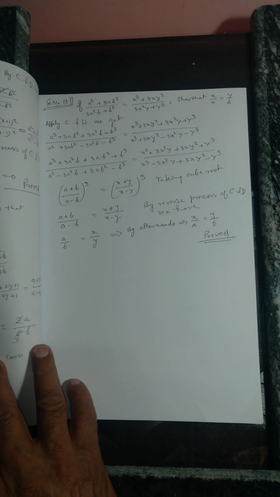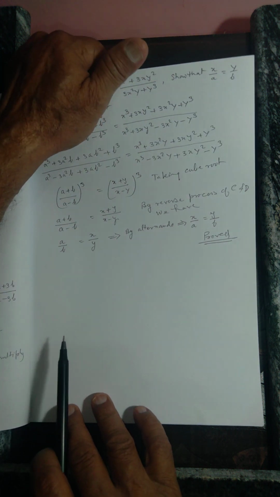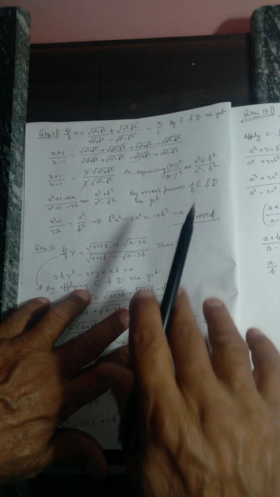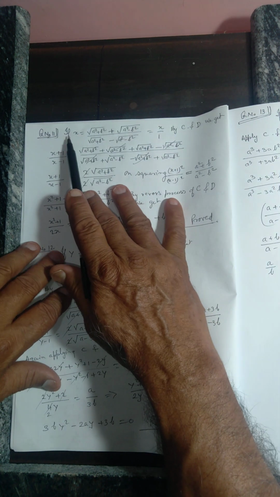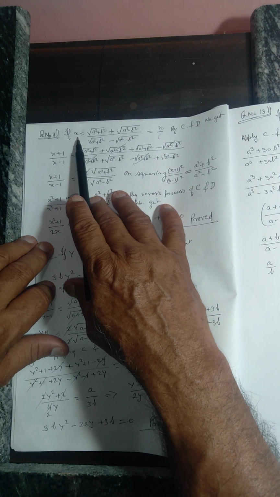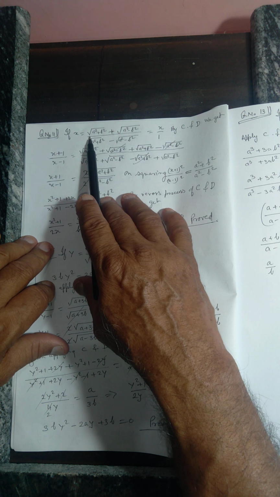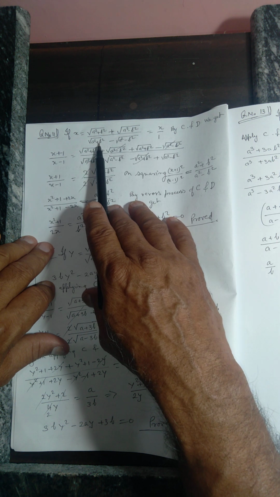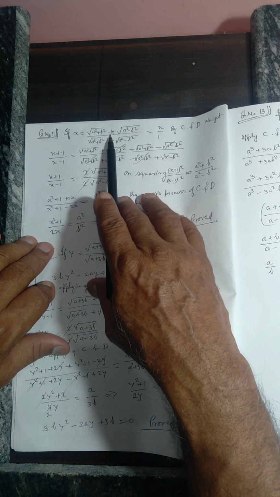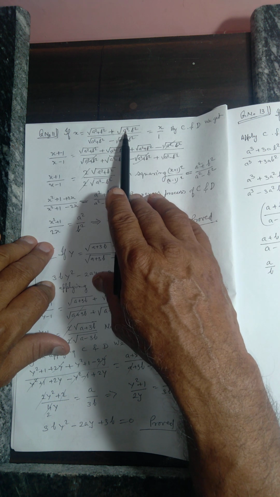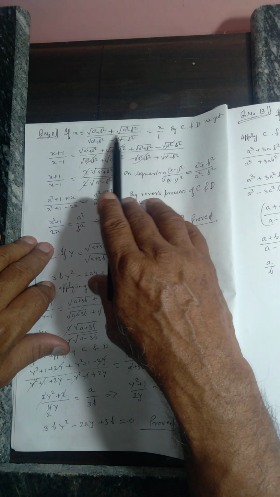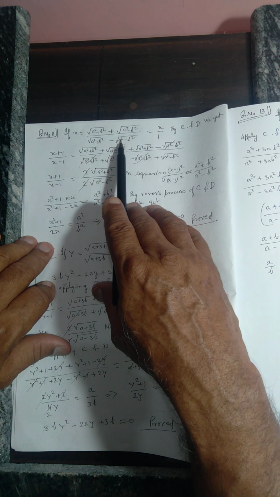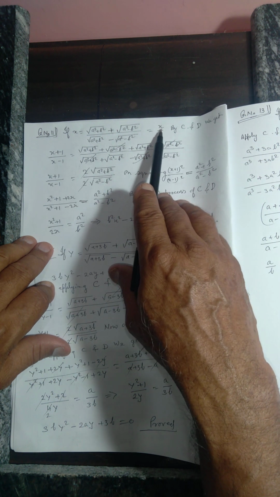Now proceed to question number 11. Here question number 11. If x is equal to root a square plus b square plus root a square minus b square, whole upon root a square plus b square minus root a square minus b square, equal to x by 1.